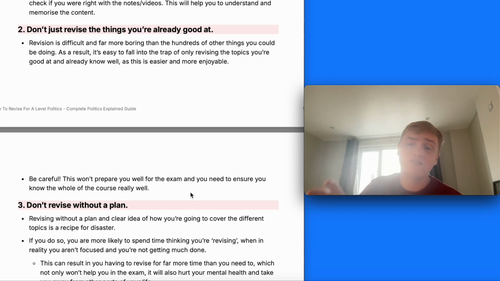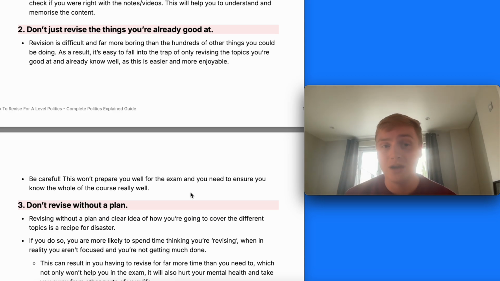The second thing, and this is a trap that a lot of people easily fall into, is just revising things you're already good at. Revision's difficult and it's infinitely more boring than the loads of other things you could be doing with your time. As a result, it's really easy to fall into the trap of only revising the topics you're good at and know really well, or only revising the topics that are easier and enjoyable. Be careful because this won't prepare you well for the exam.